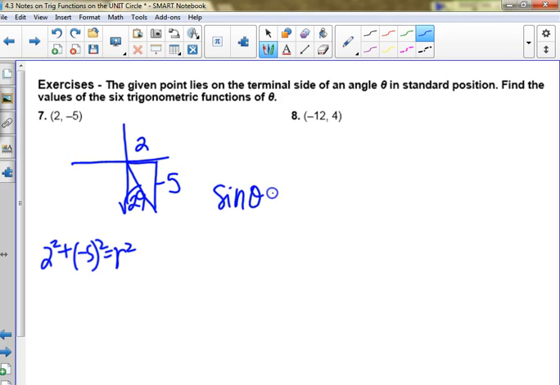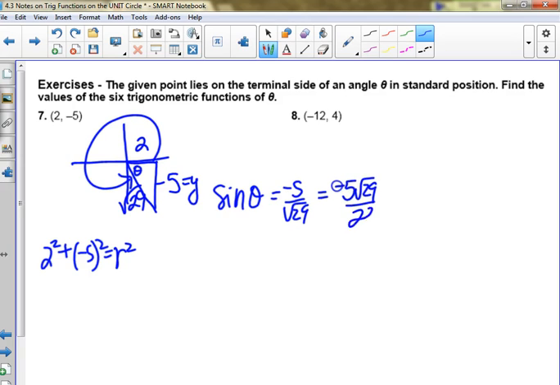So the sine of this angle that took us all the way around to here, we're using the reference angle in here. Sine is y over r, or opposite over hypotenuse. So it's -5 over square root of 29, which becomes -5 square roots of 29 over 29. Okay, cosecant flips that over. What was it before we rationalized it? You want to flip this one over. Square root of 29 over -5.